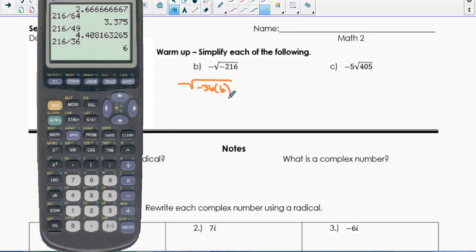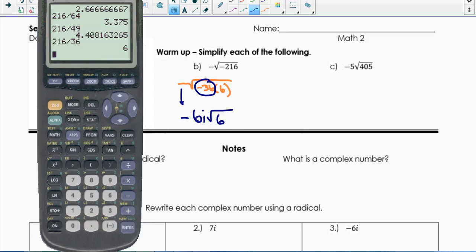times 6. Okay, so I'm taking the square root of negative 36, which gives me 6i. The negative is on the outside already, so that's right there. And then I'm left with radical 6. So I have negative 6i radical 6.